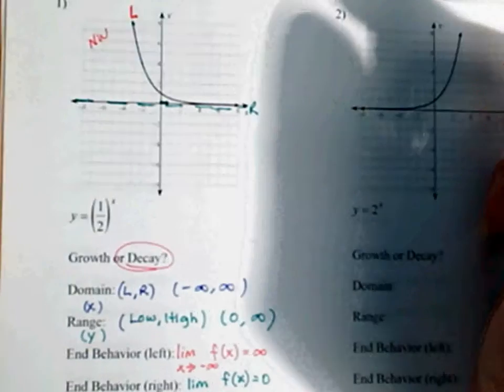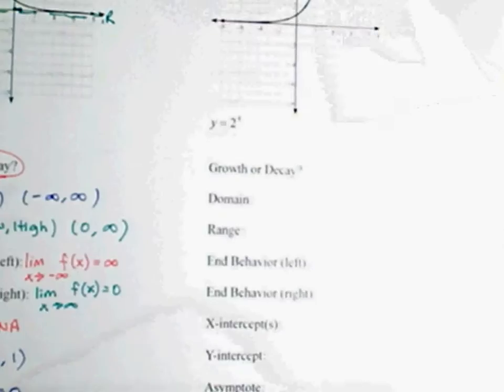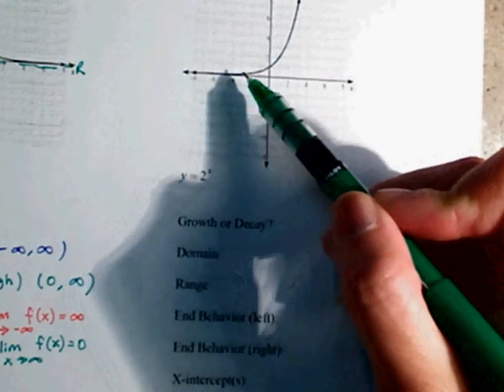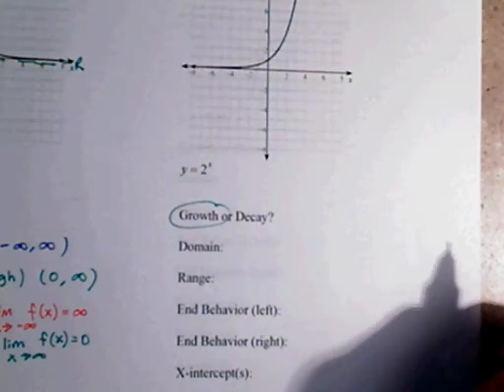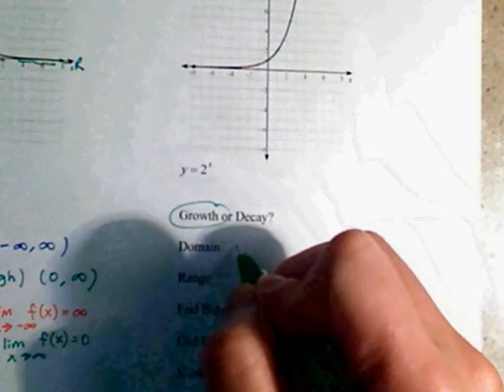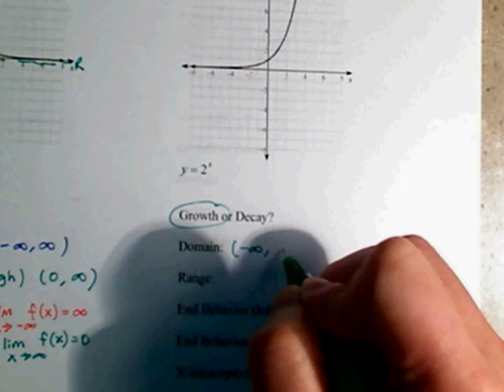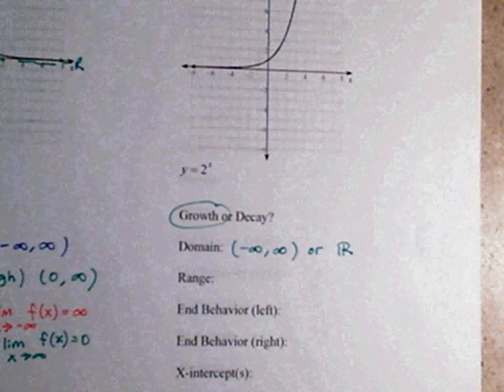All right, let's look at the second graph. Okay, this one will go a little faster. You see how this is increasing? So what is this one? Growth. All right. Your domain goes from where to where? Negative infinity to infinity, or you can write all real numbers.